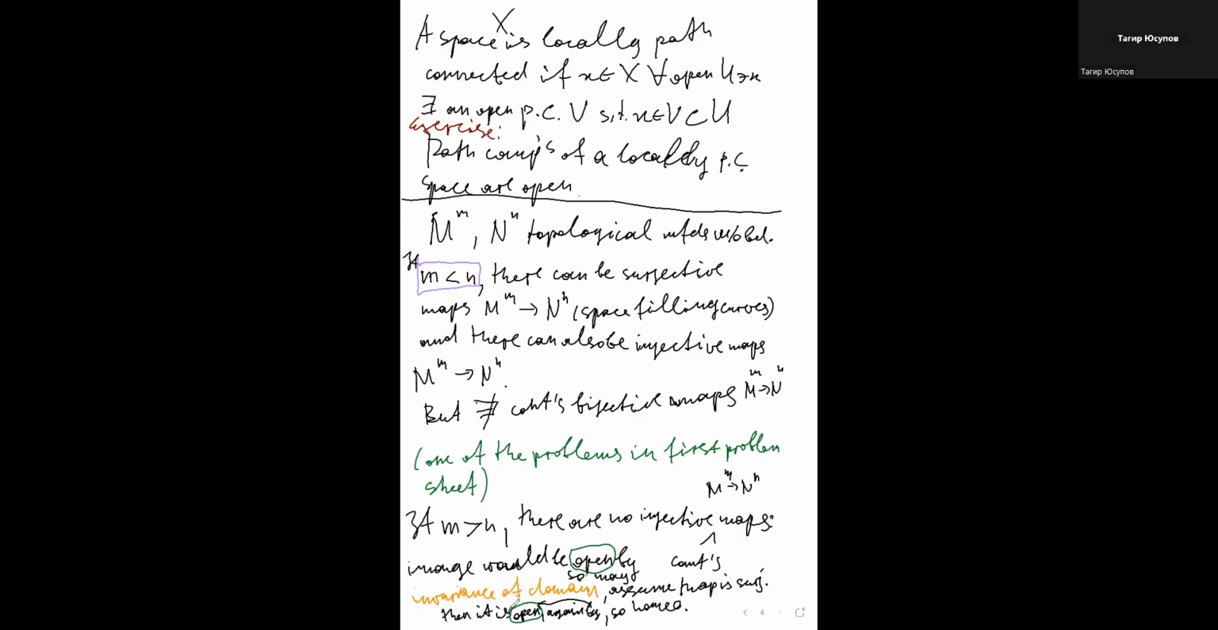Okay, so there are no non-obvious or counterintuitive maps from a higher dimensional manifold to a lower dimensional manifold.